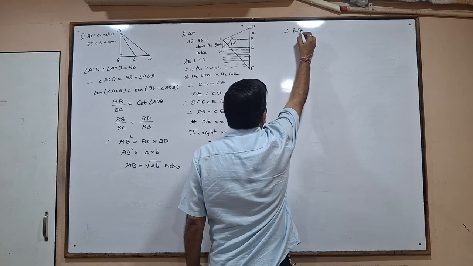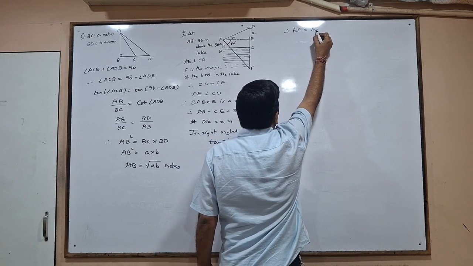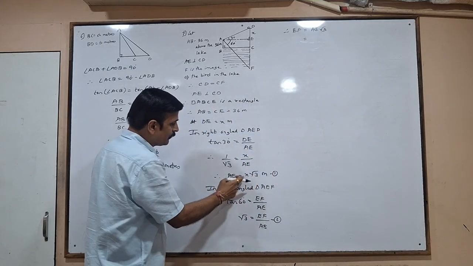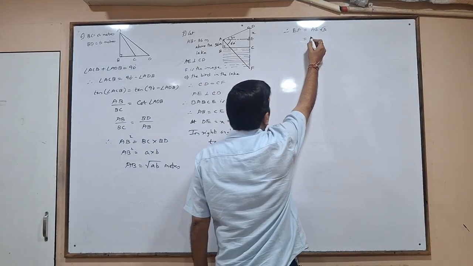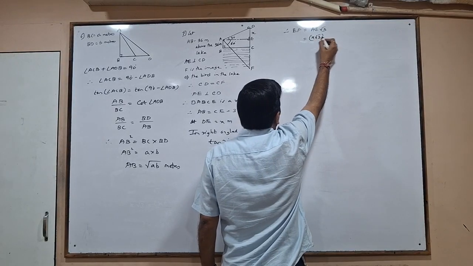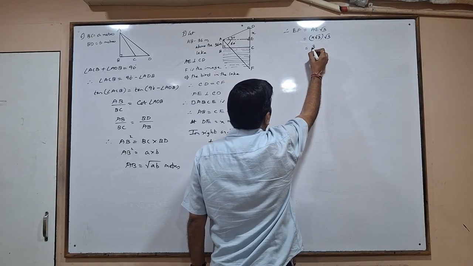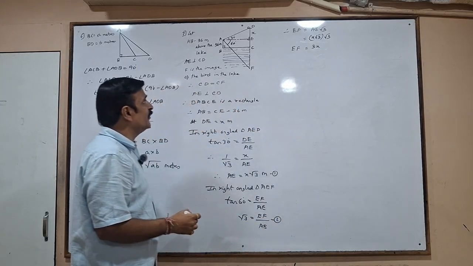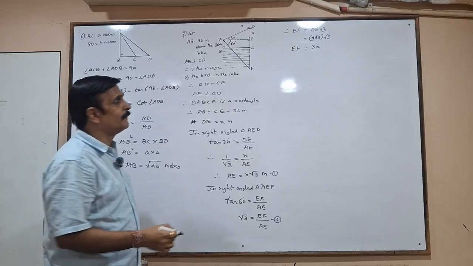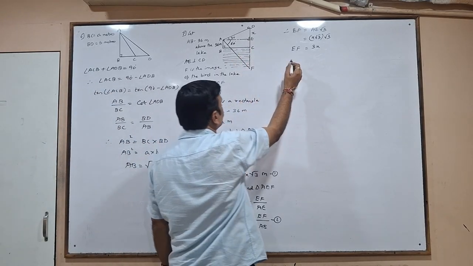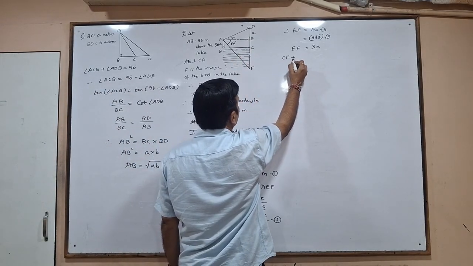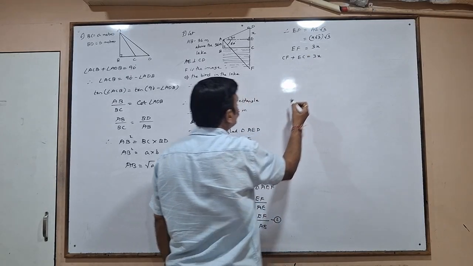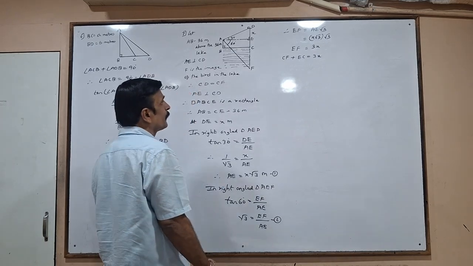So EF is equal to AE root 3. We already know AE, which is x root 3. So x root 3 into root 3 is 3x. We got EF in terms of x. But what is EF from the figure? It is CF plus EC, which is equal to 3x.